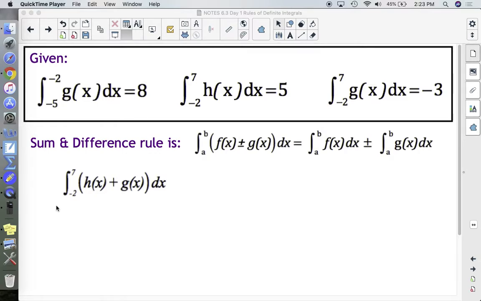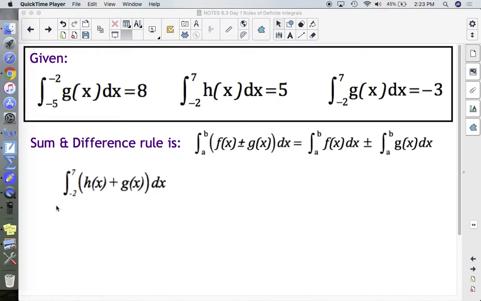This is the second video in the 6-3 day 1 set, and we're going to pick up from the sum and difference rules. So we had just done the additivity rule, saying that we could put two intervals together. So we're going to switch functions up. I'm giving you some given information in the box, telling you what certain integrals are worth.